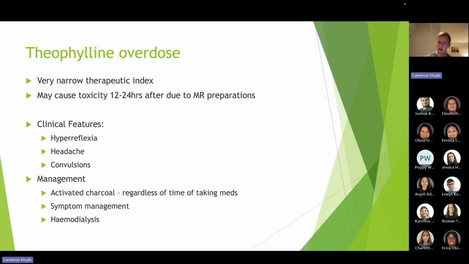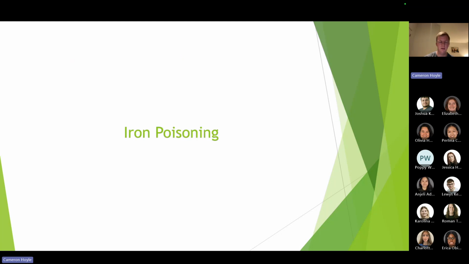Clinical features, again, quite vague and non-specific: headache, convulsions, hyperreflexia. So your history is really important. What drugs are they taking on their normal medications for, say, asthma or whatever. Management is activated charcoal, regardless of the time of taking the meds, due to these modified release preparations. And again, symptom management and dialysis being the mainstay of severe theophylline overdoses to take the drug out. You're seeing a little bit of a theme, I imagine: hemodialysis can be used for most overdoses, but generally is a last line resort.